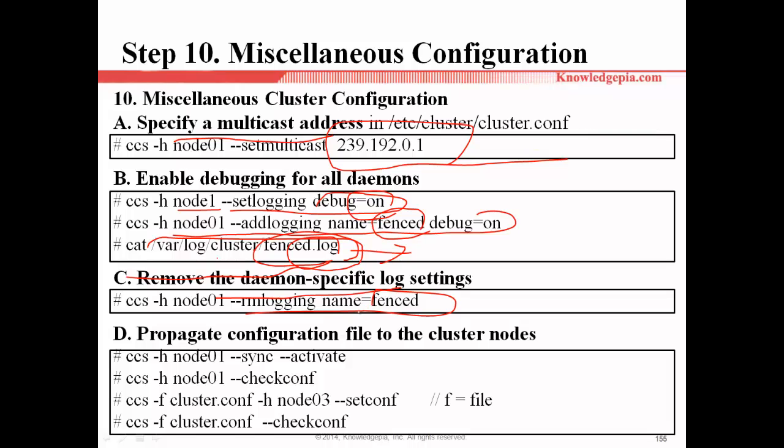D, propagate the configuration file to the nodes. I already told you about this one. So sync activate, and if we want to check the cluster file, then check conf. And hyphen f means it's a file. If we want to propagate this file to a specific node, then we can use it like this. And hyphen f here cluster.conf, okay, file. If we want to check the cluster file with the specific format like this, the cluster.conf, then this one will check this file.